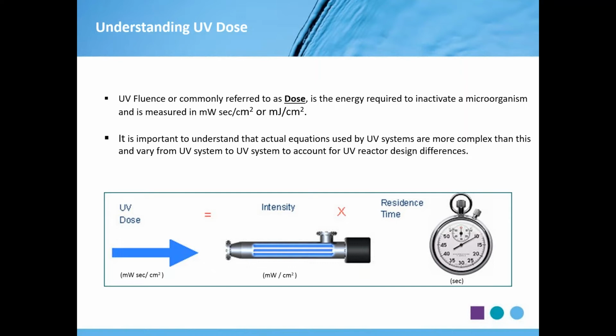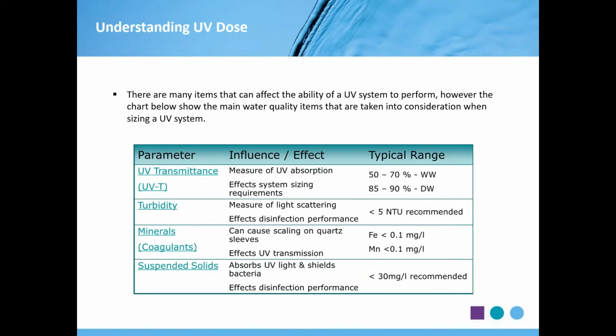The intensity can be affected by a number of different variables. That residence time, or the length of time that that water is going to be exposed to the UV light, is really just a function of your flow rate. So you've got intensity and flow rate that really make up that UV dose equation. Part of that intensity value can be affected by a number of different things, not just the kind of lamp that you're using. Some of it has to do with the water quality as well. So that is a very important factor in understanding that UV dose and how much is going to be effectively delivered to the water.